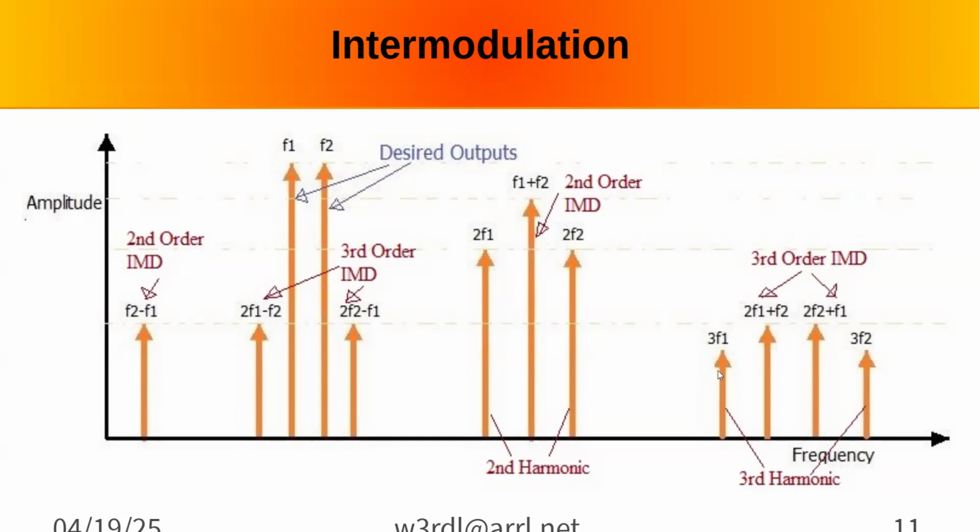The third order up here is easy to filter out. It's pretty far away. The second order harmonics are easy to filter out. These are not. So that's why you try to suppress them as much as possible. But you need to remember the 2F1 minus F2 and the 2F2 minus F1.